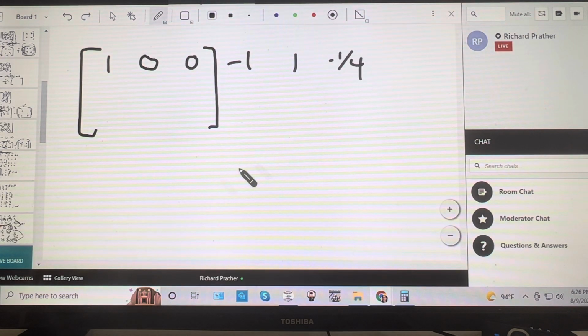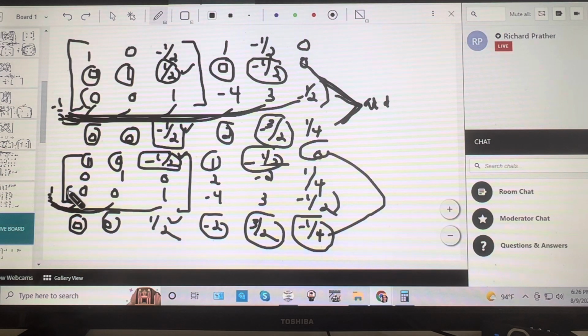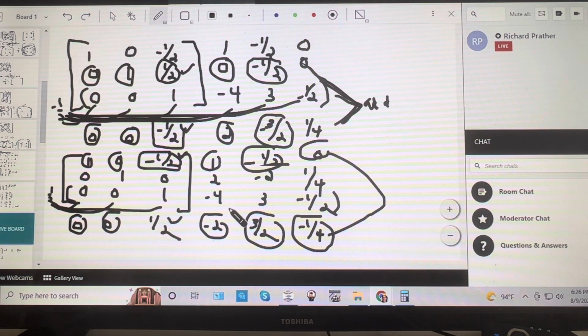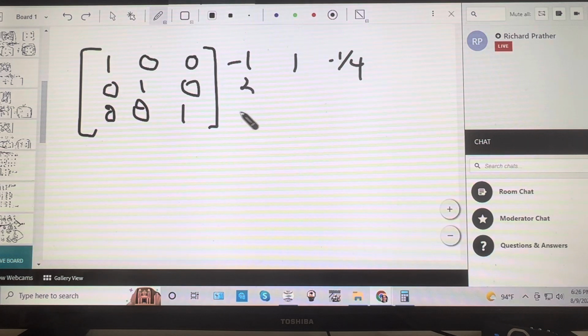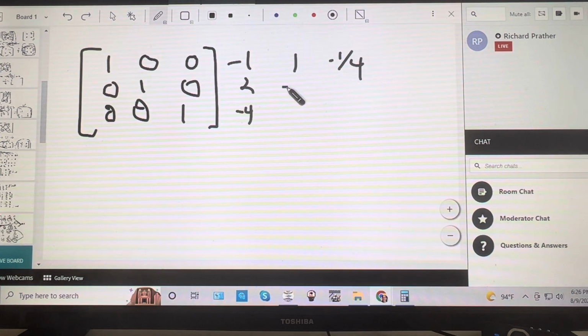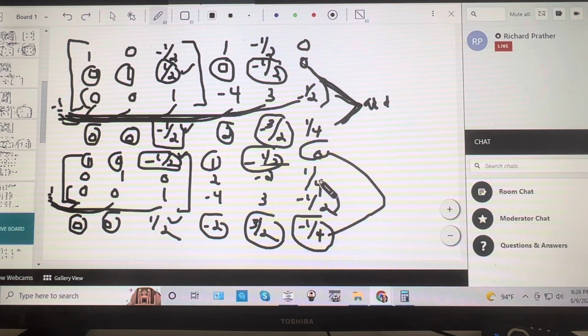And now just rewrite the other two rows. And this part's easy, 0, 1, 0, 0, 0, 1, because that's what we were trying to do. I've got a 2 and a negative 4 here. A negative 2 and a 3. And a positive 1/4 and a negative 1/2.